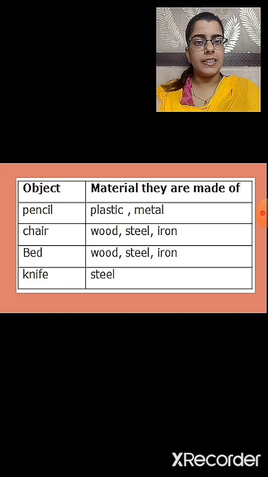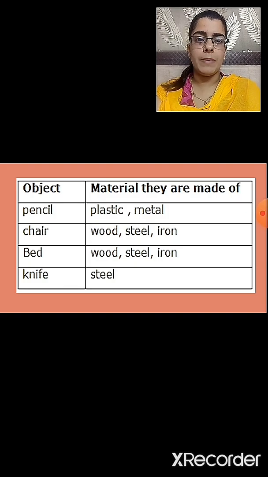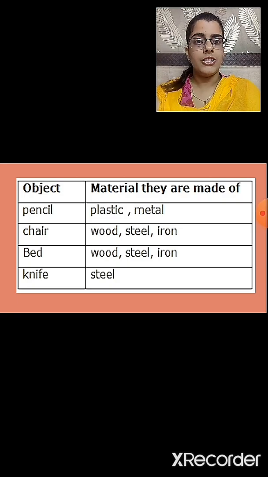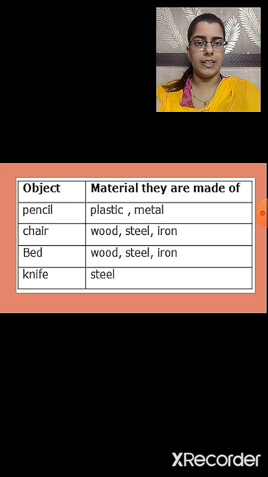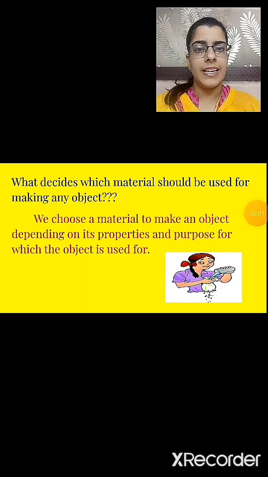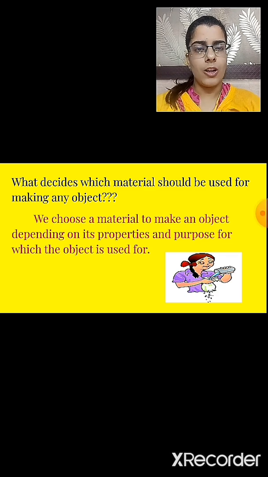And similarly, one object can also be made using different materials. Like a pencil can be made up of plastic and metal. A chair can be made up of wood, steel or iron. Even a bed can be made up of wood, steel and iron. Isn't it? So one object can also be made from different materials. We have studied that different materials are used to make objects, or objects can be made from different materials.